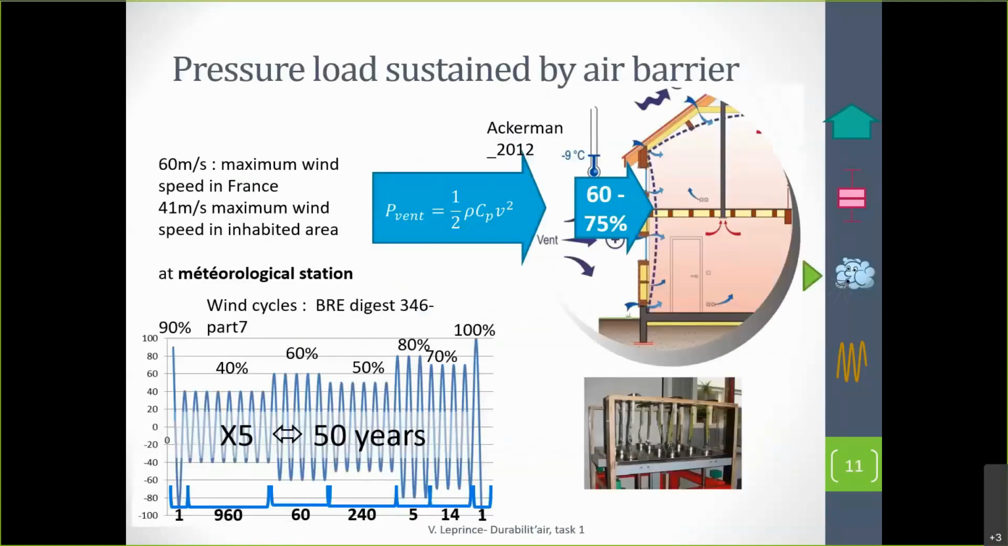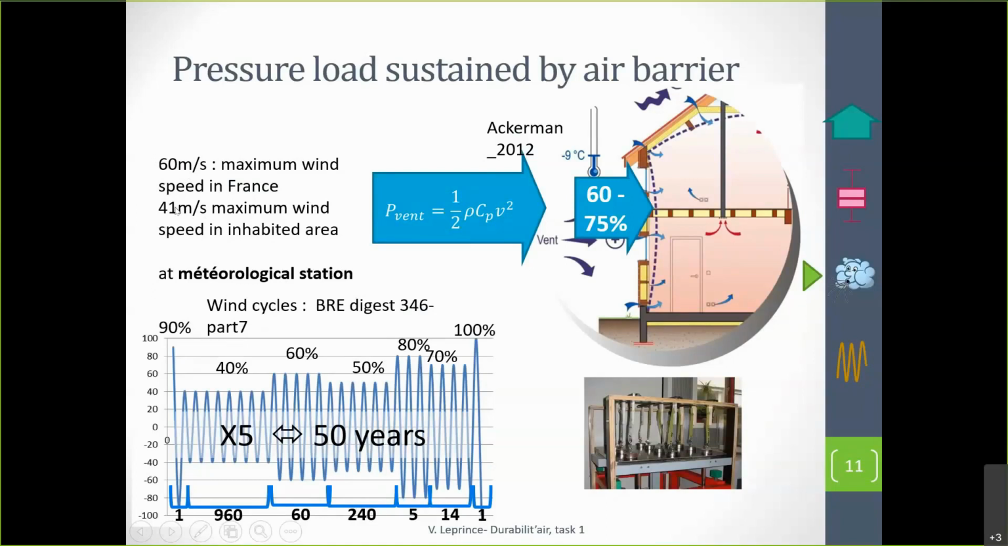We started with the pressure loads sustained by the air barrier, and that was quite the heavy part of this subject, because we have everything we need in the literature to find out what is the pressure load sustained by the air barrier. We can easily find the maximum wind speed in a country. For example, in France, it's 60 meters per second, and when you only look at inhabited areas, it's 41 meters per second at meteorological stations.